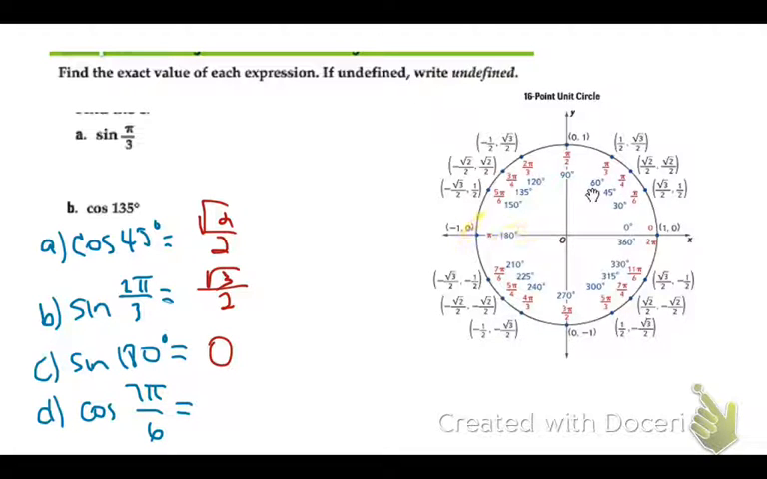And then our last one was cosine of 7 pi over 6. What quadrant is 7 pi over 6 in? Third one. It's right here. You wanted cosine, so which one did you use? X. So that was a negative square root of 3 over 2. All right? How do you feel about that?